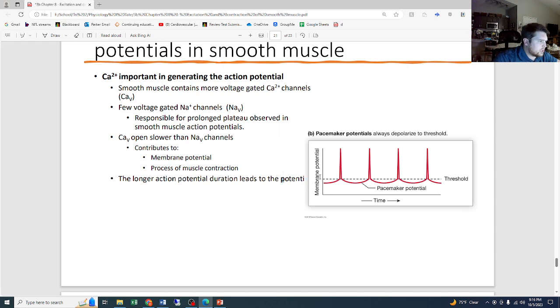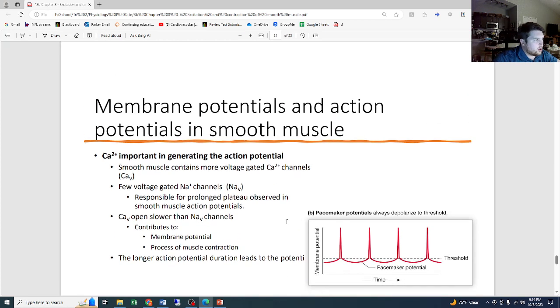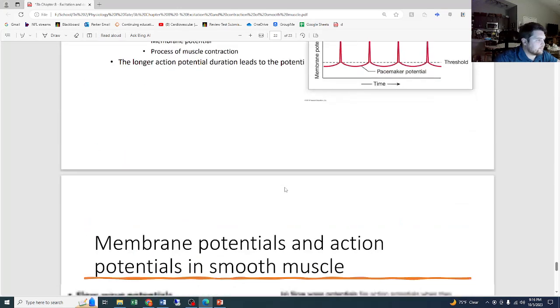Not sure what that is supposed to be saying. The longer action potential duration leads to, my guess is, it's supposed to be talking about the longer contraction time.